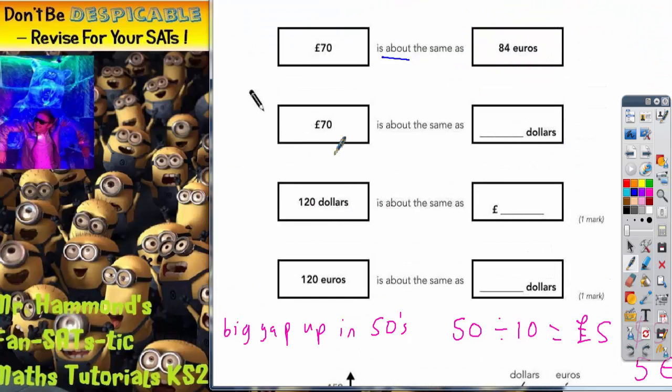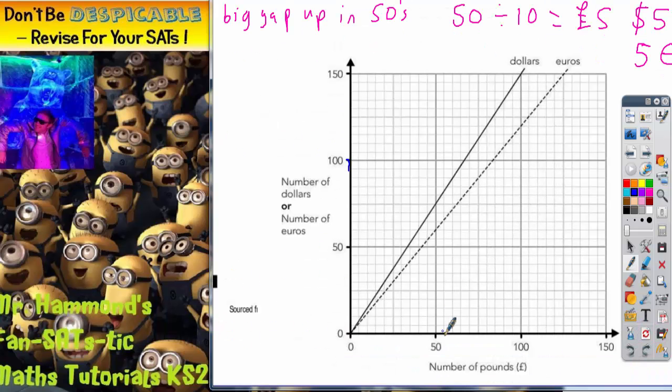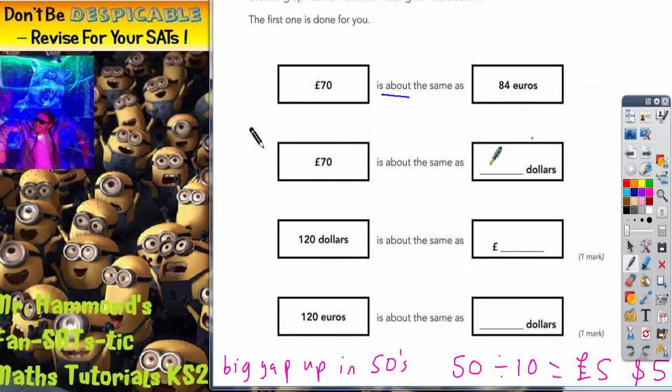Second statement says £70 is about the same as how many dollars? So we need to find £70, so it's 50, 55, 60, 65, 70, which is there. We need to go up to the dollars line this time. So straight up to the dollars line, which is there on that point. And now draw a line across. And where the arrow meets the line across, obviously you could use a ruler to do this, that's our answer. So it's 1 square above 100. 1 square above 100 is going to be 105. So that's our first answer, $105.